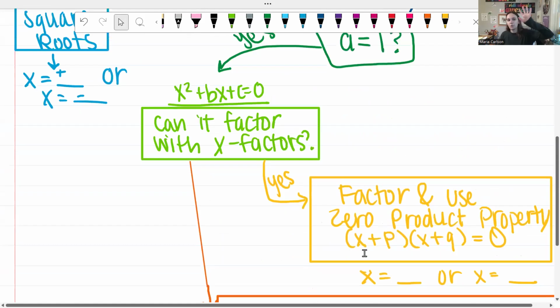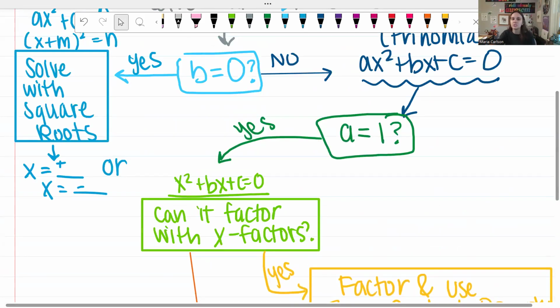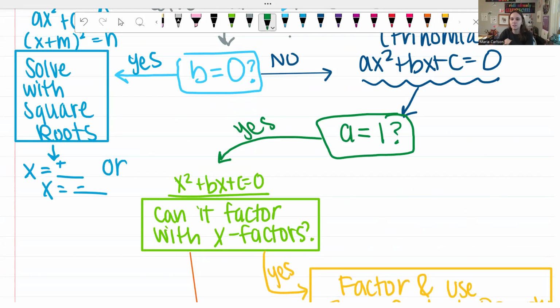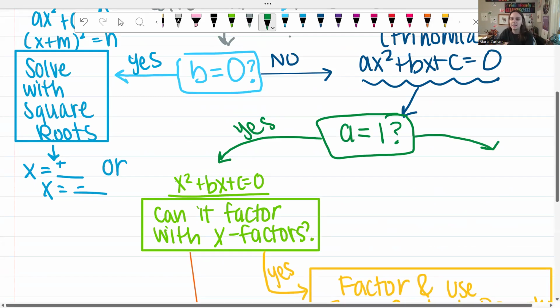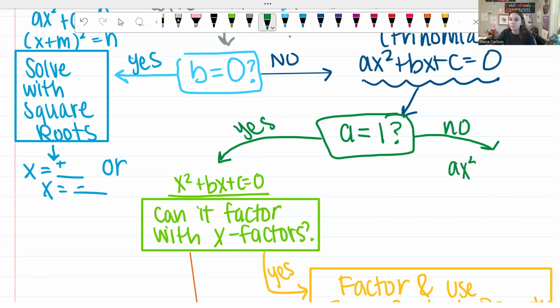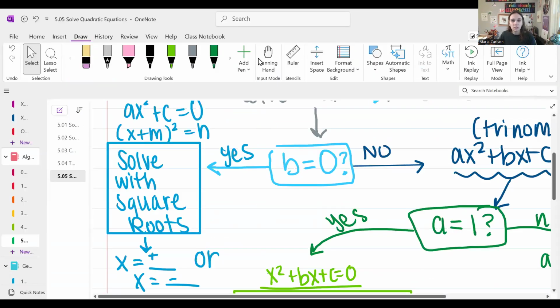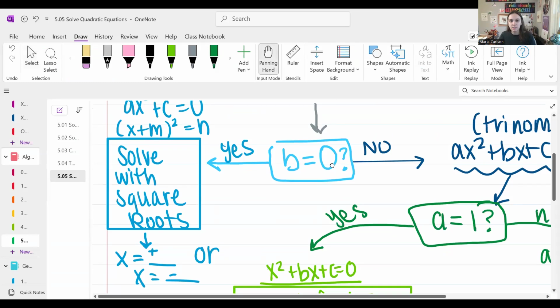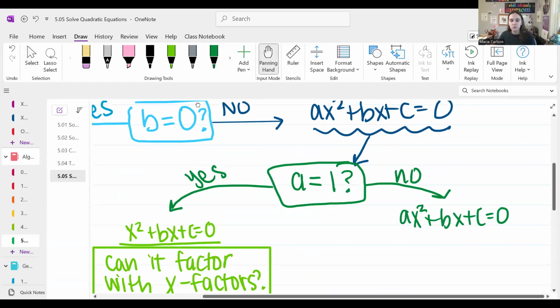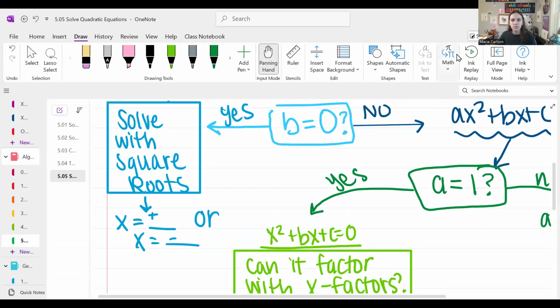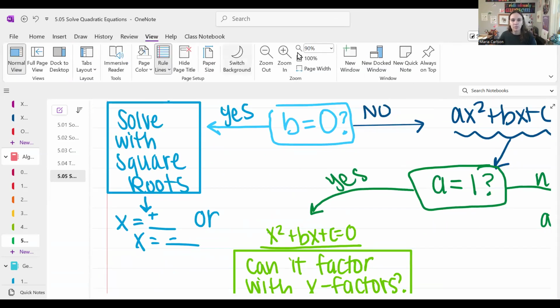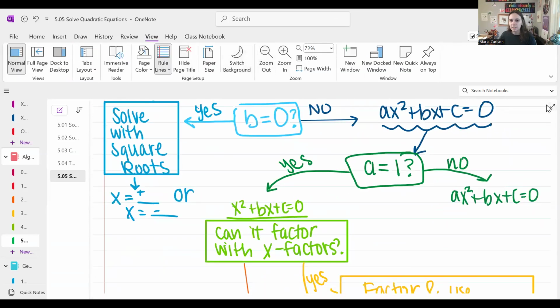Now, this is all if a is equal to 1. Let's just consider the other possibility that a is not equal to 1, meaning we have some leading coefficient, some ax squared plus bx plus c is equal to 0. Now, I need to move over a little bit. I'm going to use the panning hand and see. There we go. Actually, I'm just going to zoom out a little bit. How about that? Oh, perfect.